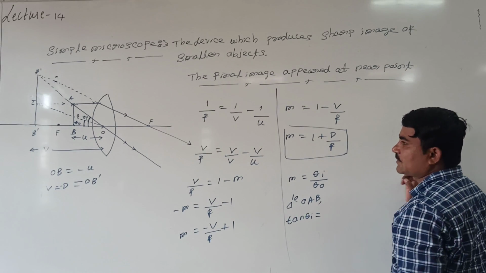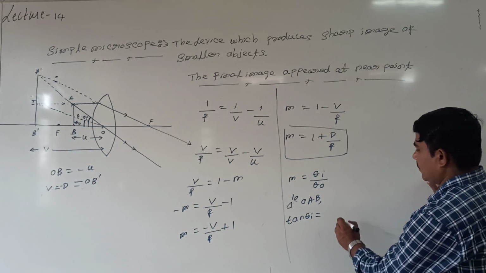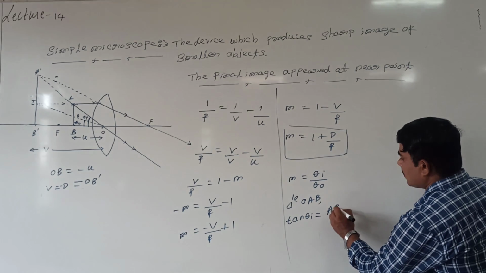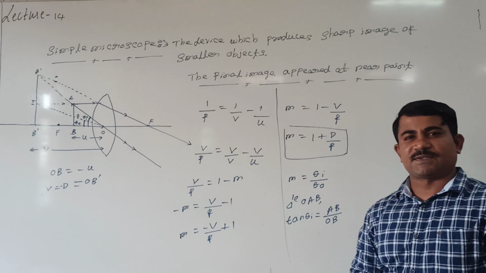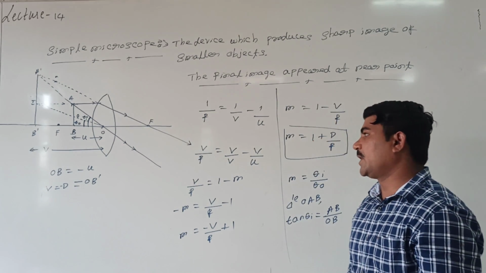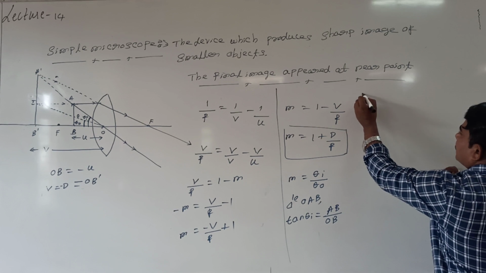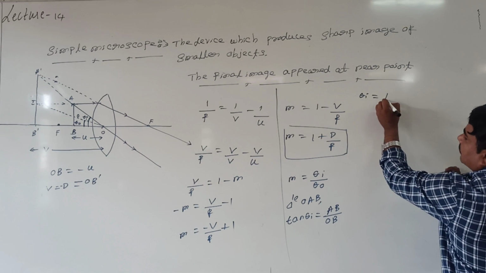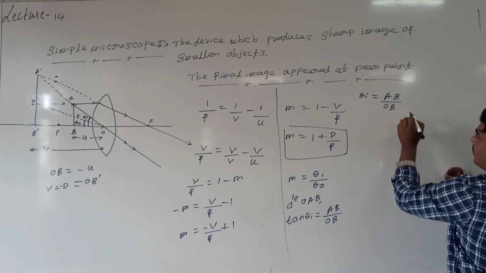Tan of theta I is equal to what? AB divided by OB. Then theta is very, very small, tan theta is nearly equal to theta. Then from this, theta I is equal to how much? Theta I is equal to AB divided by OB.